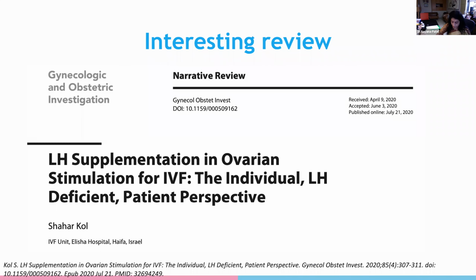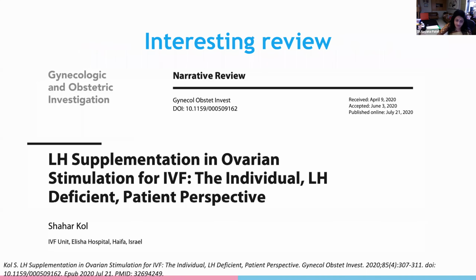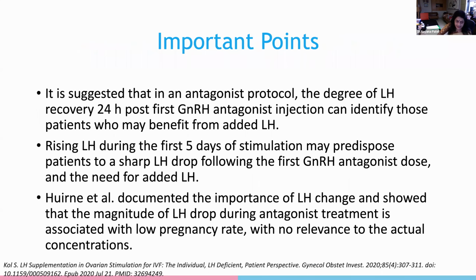anti-apoptotic proteins. Looking at LH supplementation in an antagonist protocol, this is a beautiful paper by Shah. He has explained why it is needed in antagonist protocol and which patients in antagonist protocol will need it. In the first 5 days when you stimulate, the estradiol rises, but the LH drops. And ideally, after the 5th day when the patient comes, the LH should drop, it should not increase.